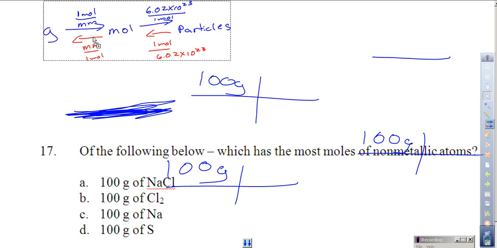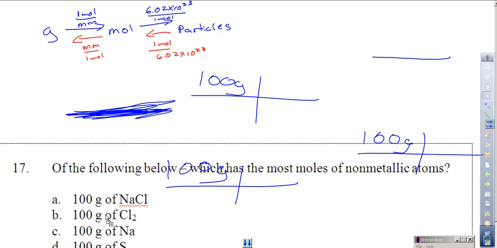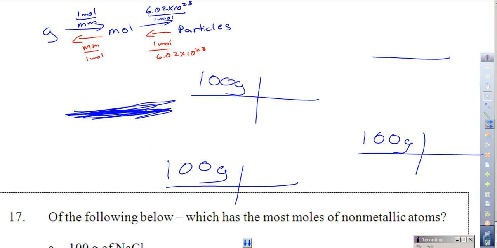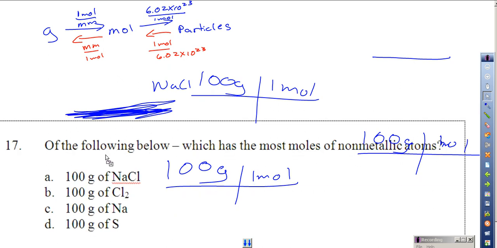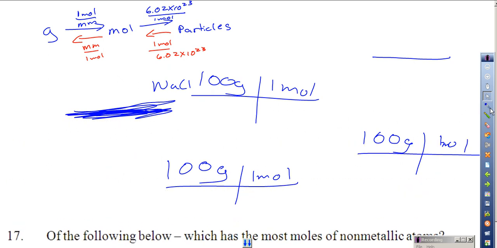Alright, let's look at that. We are in grams right here, and we need to go to moles. So which box is going to be the same, top or bottom? Top, right? So 1 mole and 1 mole. This is NaCl, and this one over here is Cl2, and this one over here is S.